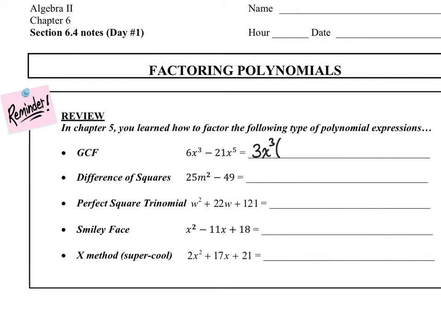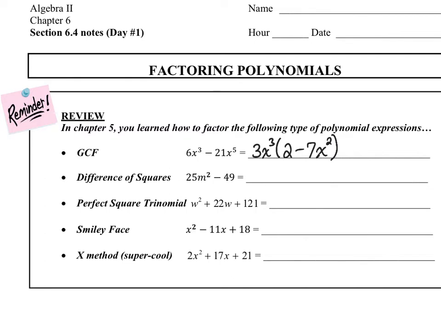So 6x cubed divided by 3x cubed is going to be just 2, because x cubed divided by x cubed is going to cancel out. And then negative 21 divided by 3 is going to be negative 7, and then x to the fifth divided by x cubed, 5 minus 3, is squared, so we get 7x squared. All right, and there is our GCF, factoring out the GCF.